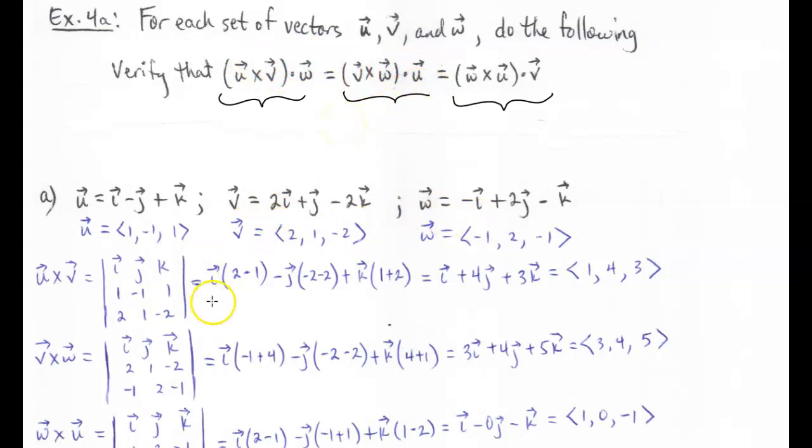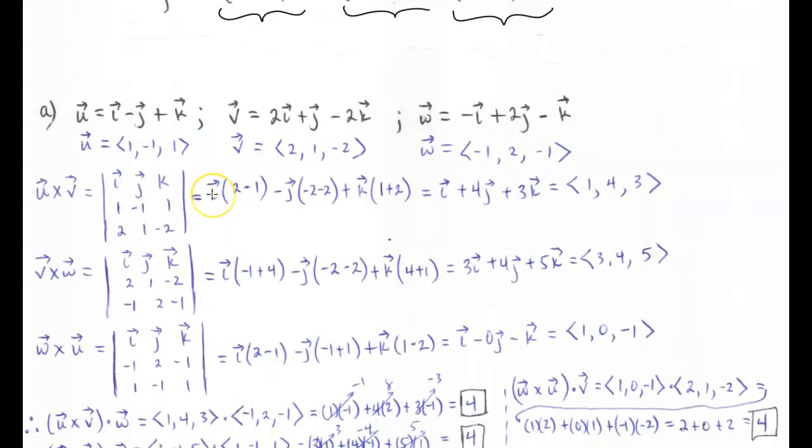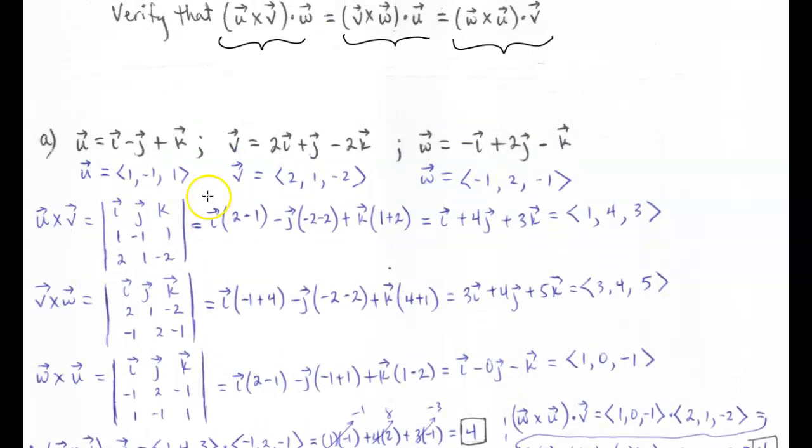Okay. So we see here, for example in A, the 3 vectors that are given to us are vector U, which is i minus j plus k, vector V, which is 2i plus j minus 2k, and W, which is minus i plus 2j minus k. And of course, I've written the component forms for those.